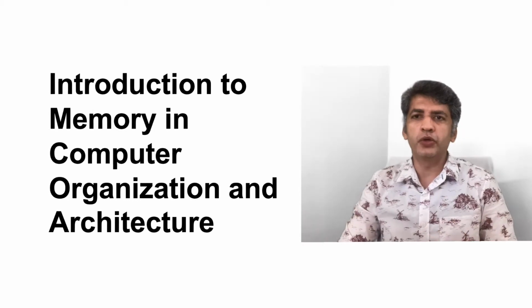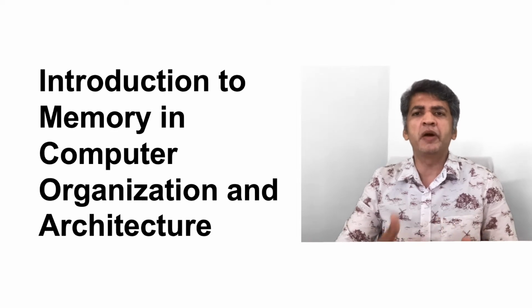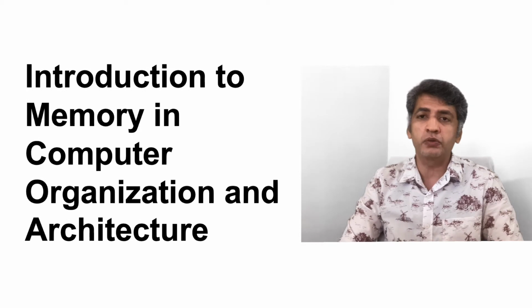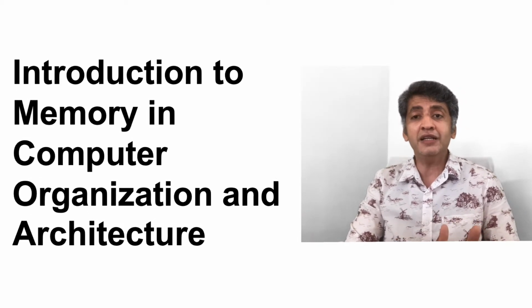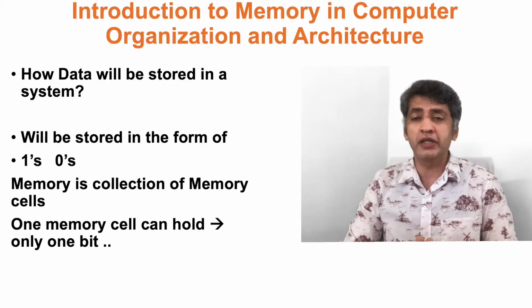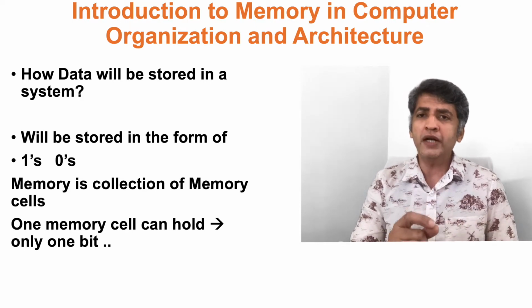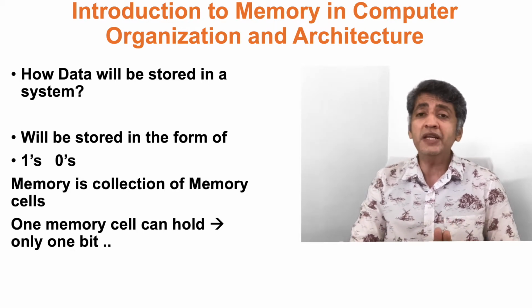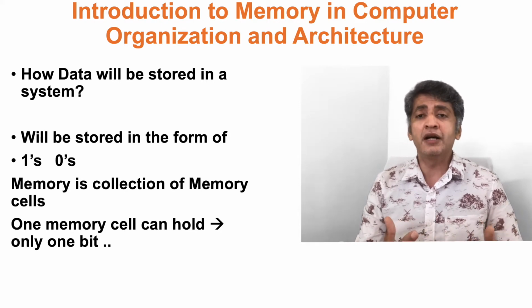So in the previous video, we discussed types of memory and how memory plays a major role inside the computer system, right? In this video, we are going to discuss how data will be stored inside the memory. You already know that your system can understand only ones and zeros. So whatever data you are feeding to the system will be stored in the form of zeros and ones.